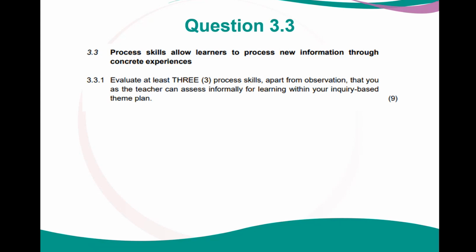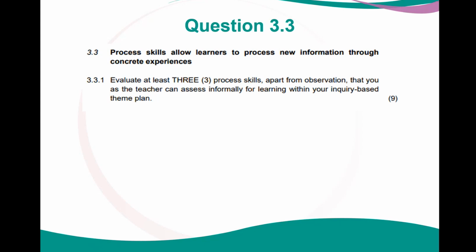Let's look at 3.3. 3.3.1 is basically the three science process skills. It's basically saying, apart from observation, so don't choose the observation one, that you as a teacher can assess informally for learning within your inquiry-based theme plan.